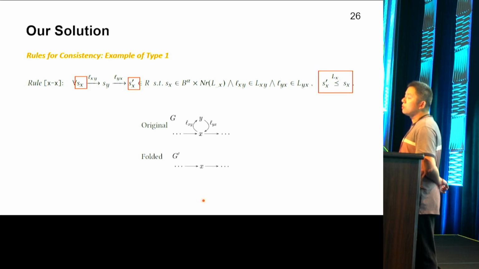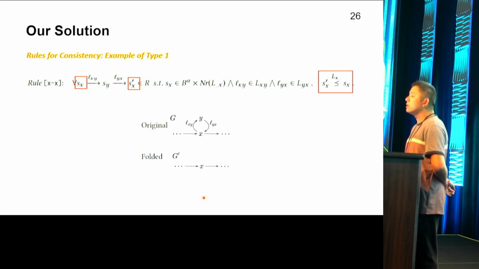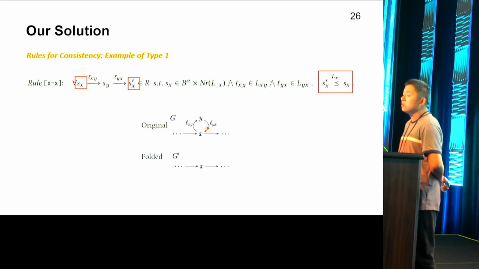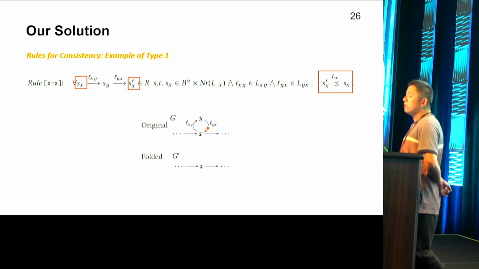And according to the previous notation, what we want is that for all the states that can be reached by Sx prime, we want those states to be reachable by Sx as well. If that is the case, we can safely remove the node y as well as these two edges and still preserve the reachability consistency. That is the basic idea of our algorithm.